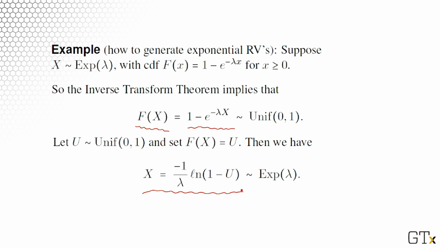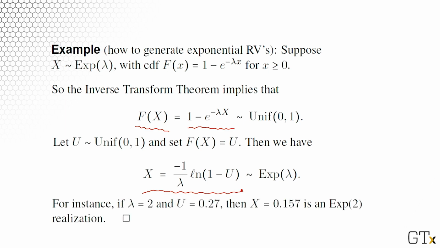So if you can give me a uniform, I can give you an exponential. It's brilliant. So for instance, if lambda equals 2 and u equals 0.27, I plug in lambda equals 2, u equals 0.27 right there, and I get x equals 0.157. That's my exponential(2) random variate, or realization, they call it.